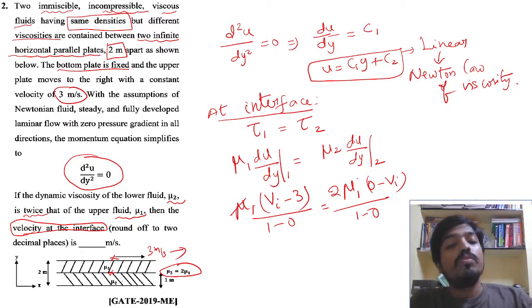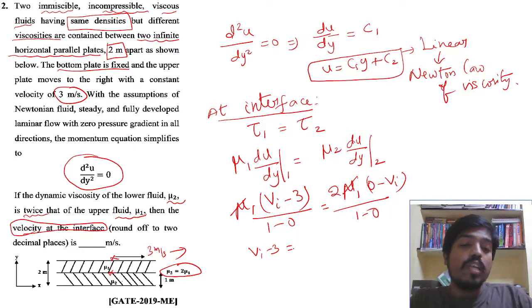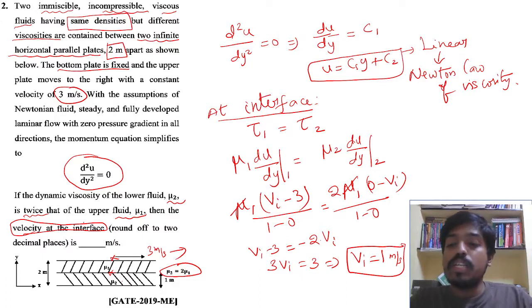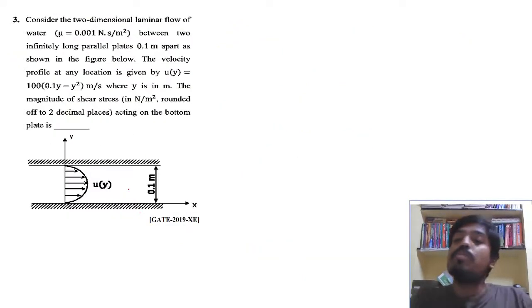So this mu1 gets canceled. Vi minus 3 is equal to minus 2 times vi. When the minus 2 times goes across it becomes plus, and the minus becomes plus. So 3vi is equal to 3. Vi is equal to 1 meter per second. Answer is 1 meter per second.